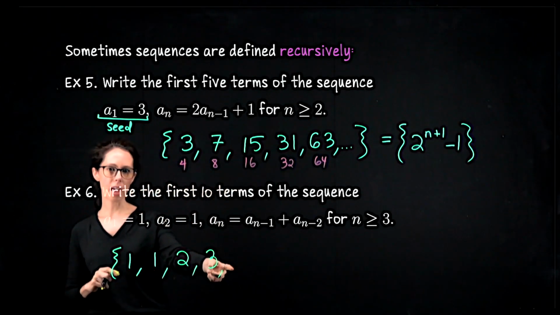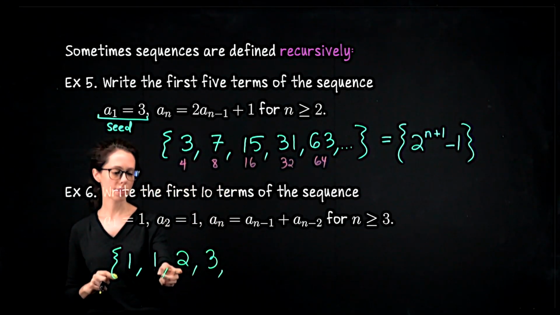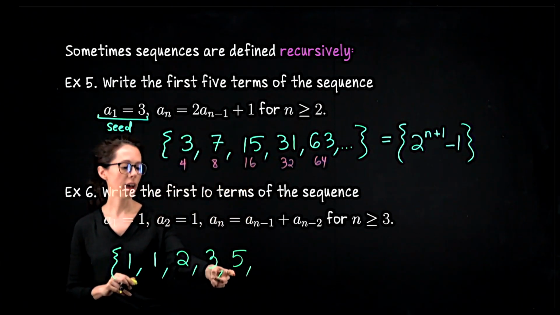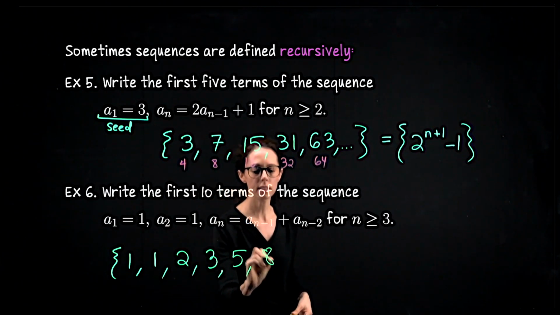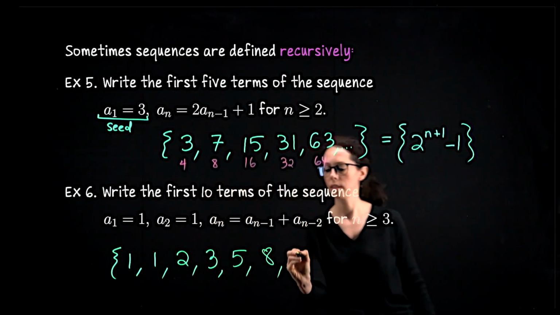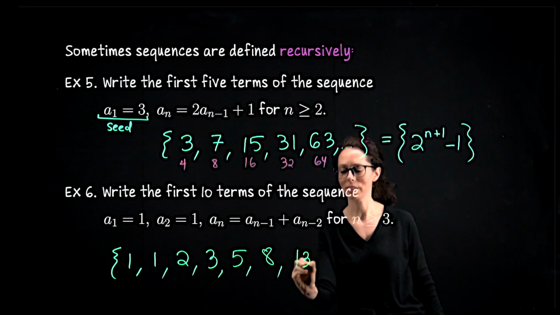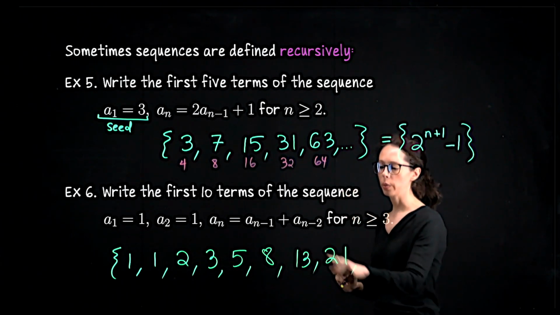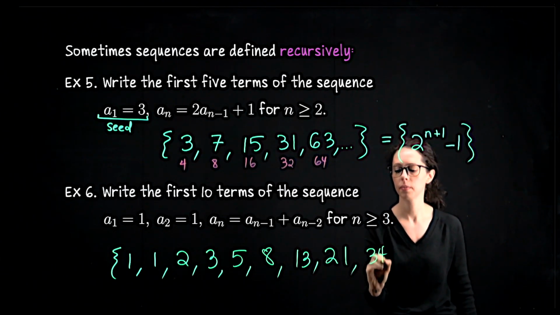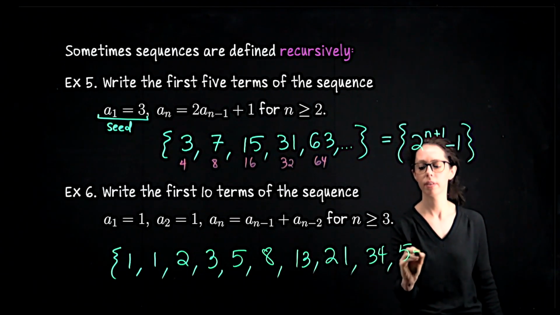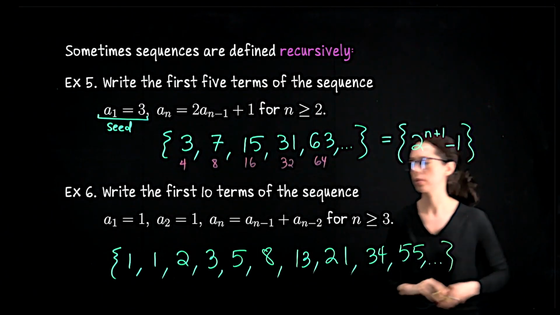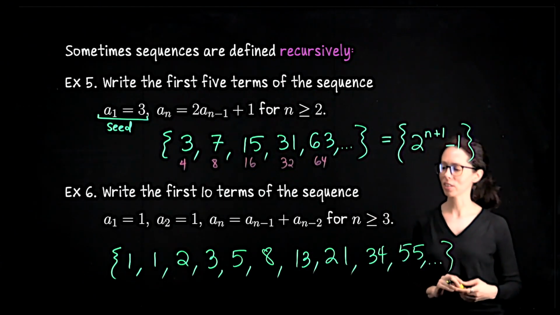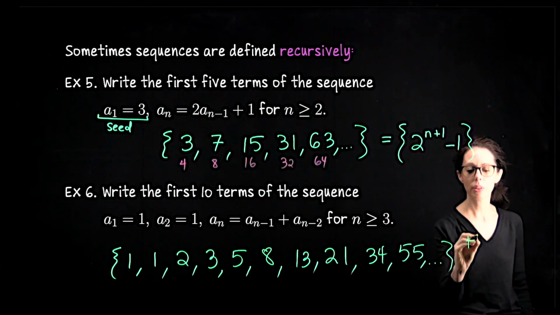And then a sub 5 is a sub 4 plus a sub 3. So 3 plus 2 is 5. Then 5 plus 3 is 8. 8 plus 5 is 13. So 13 plus 8 is 21. 21 plus 13 is 34. Then we would get 55. And I'm going to write dot, dot, dot. I don't know how many I wrote down. 1, 2, 3, 4, 5, 6, 7, 8, 9, 10. Oh, perfect. Okay, these are the first 10 terms in a sequence you might recognize.